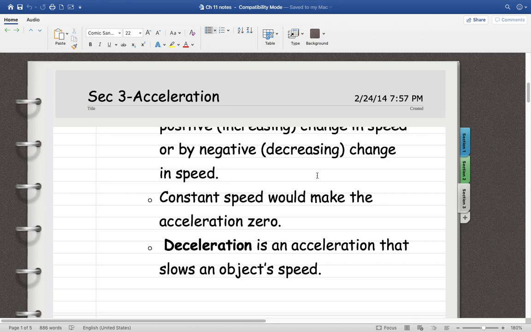A constant speed would make the acceleration 0. Like if I put my car on cruise control, my acceleration would be 0. I'm not speeding up, I'm not slowing down. Deceleration is actually the correct term for an acceleration that slows an object's speed. Okay, so you can decelerate.